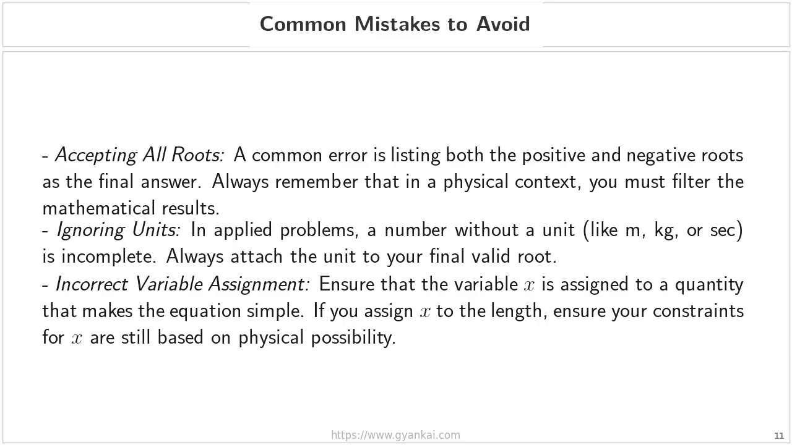Finally, watch out for incorrect variable assignment. When you begin a problem, try to assign your variable, x, to a quantity in a way that keeps your equation as simple as possible. For instance, if you choose to let x represent the length instead of the width, just make sure you adjust your expressions accordingly and that your constraints still align with physical possibility. By keeping these points in mind, you'll be well prepared for our final summary of the key takeaways.